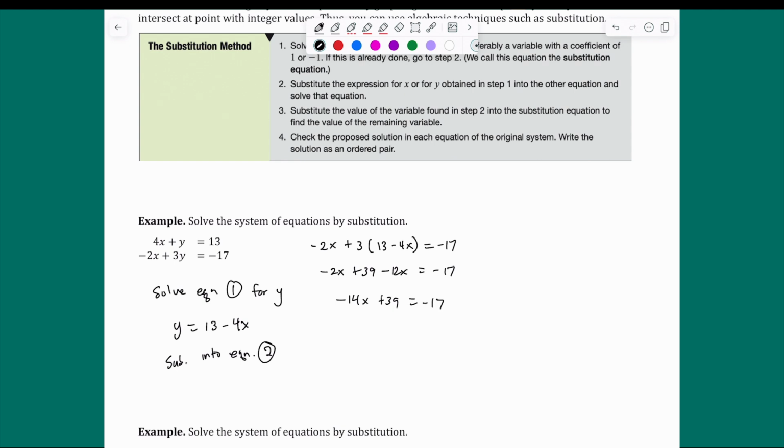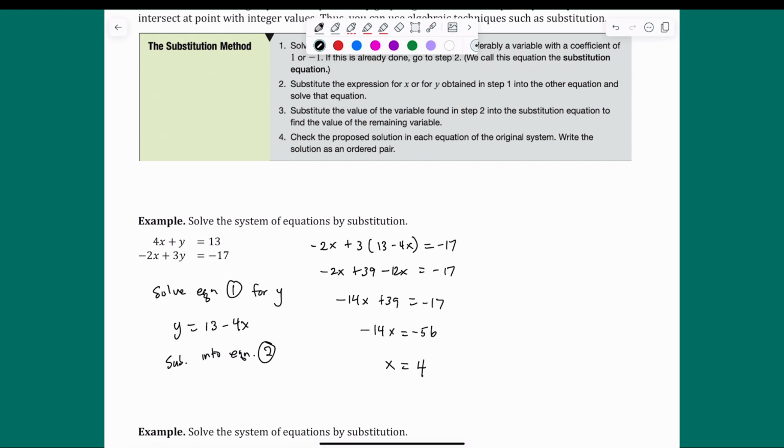I'm going to go ahead and subtract 39 on both sides, so we get negative 14x equals negative 17 minus 39, which gives us negative 56, and then divide both sides by negative 14, and we see that we get x equals 4. Now that we found x equals 4, we could go back into the substitute equation, right?